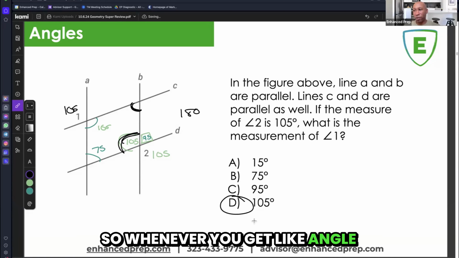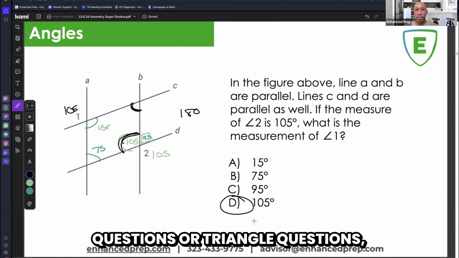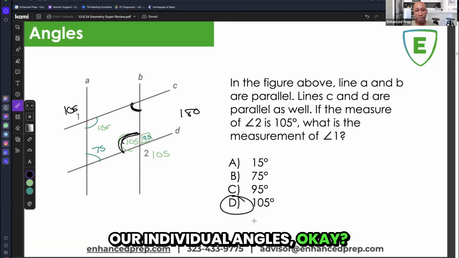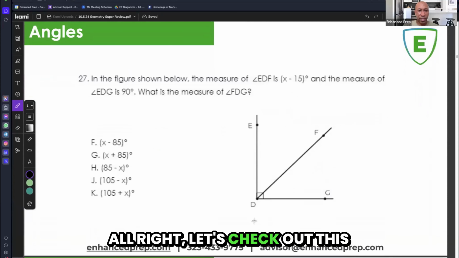So whenever you get angle questions or triangle questions, the biggest thing that we want to do for those is just really draw in our individual angles. Okay. Awesome. All right. Let's check out this next one.